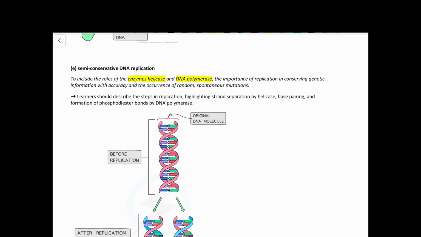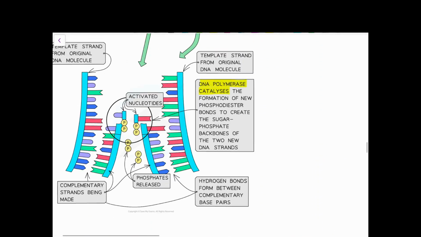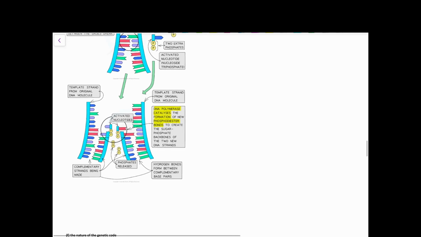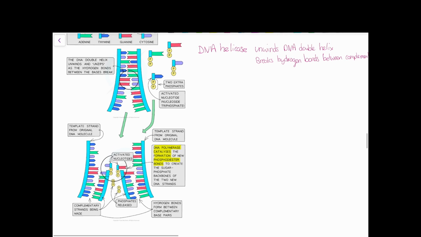So our next enzyme then, DNA polymerase. Now this does something really specific. It is all about forming new phosphodiester bonds to form the new sugar phosphate backbone. So it's all about the formation of those really specific phosphodiester bonds.